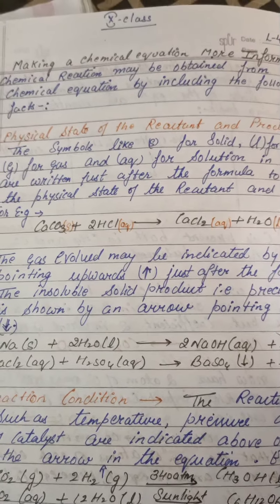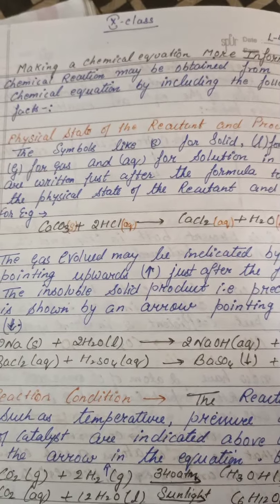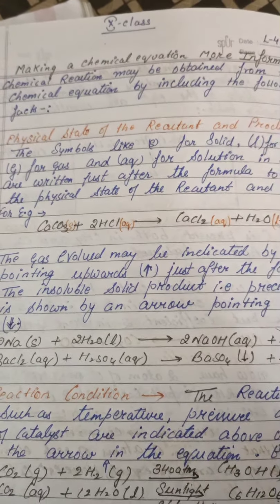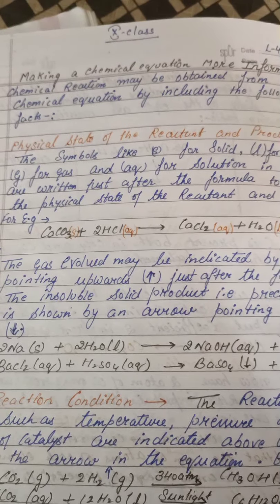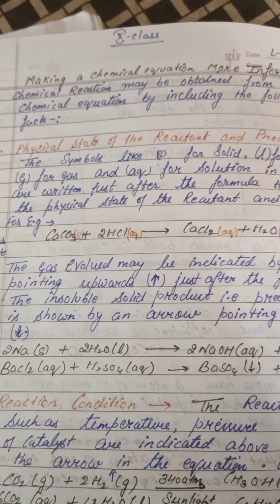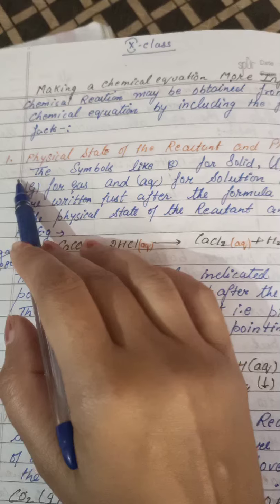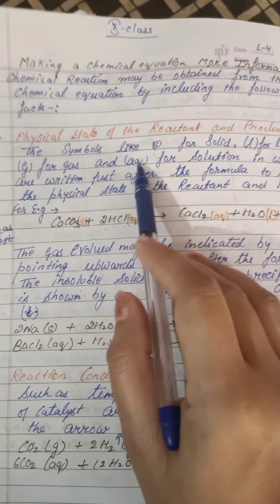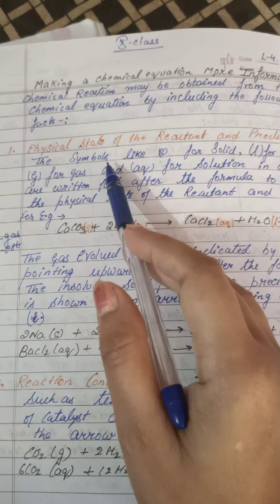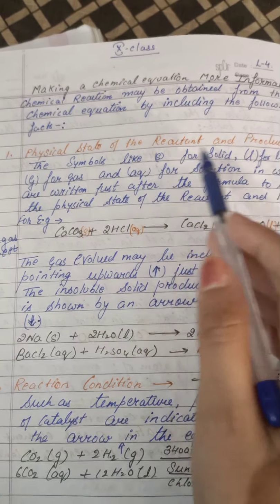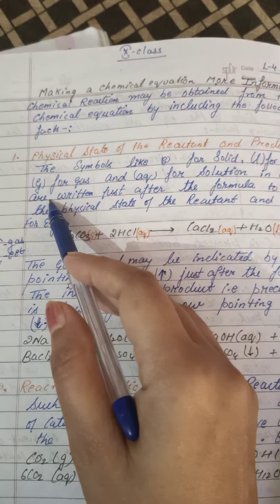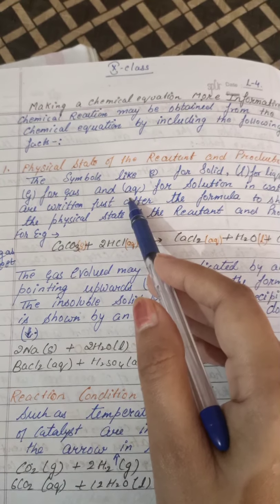Today I am giving the video on making chemical equations more informative. The things I am giving to you, you have to write down in your copy. First, we use the physical state of the reactant and the product as symbols. What is the meaning of the physical state? Solid is S, liquid is L, aqueous solution is AQ, gas is G. These are the symbols which we are using.